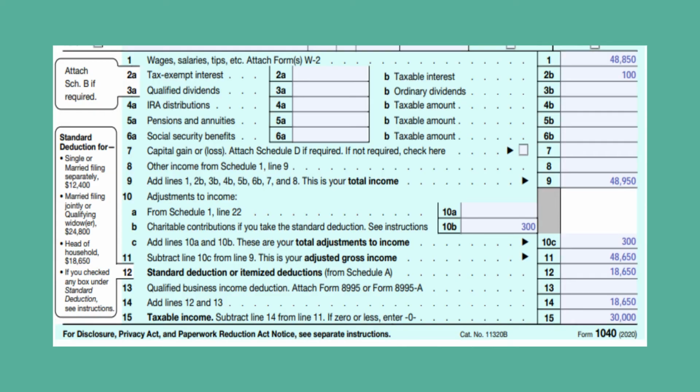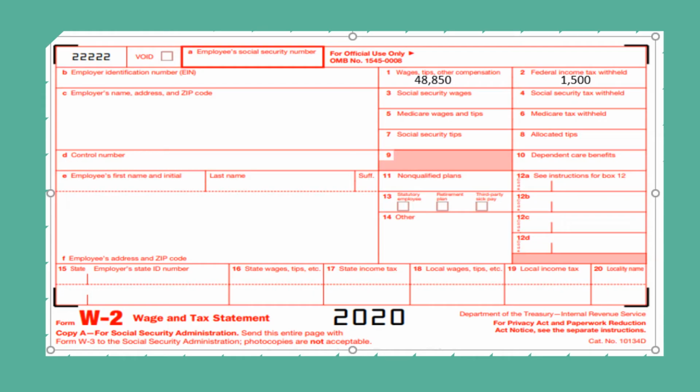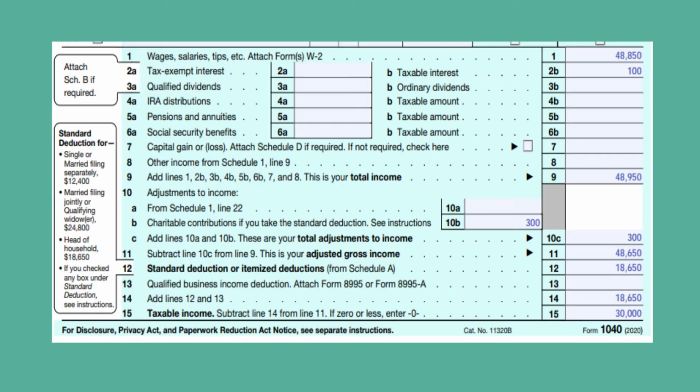On line 1, put your wages. You can find this information on the Form W-2 that your employer sent you in box 1. In this example, the wages are $48,850. Put the wages on line 1. You also received a Form 1099 interest from your bank, reporting taxable interest of $100. Put that on line 2B and add that to line 1 to arrive at total income of $48,950 on line 9.